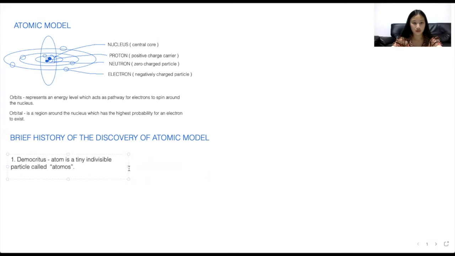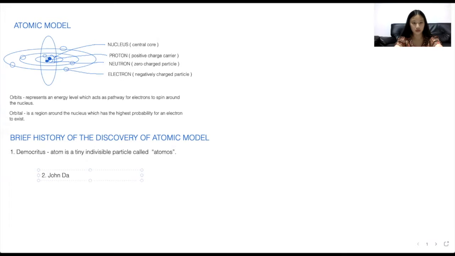And for the second person, we have John Dalton. He said that an atom is a solid block of indestructible positive sphere.